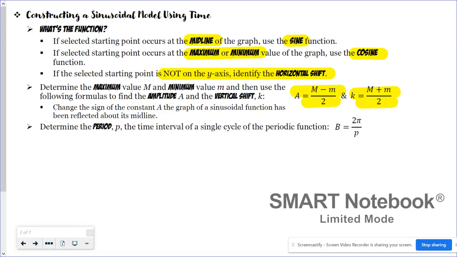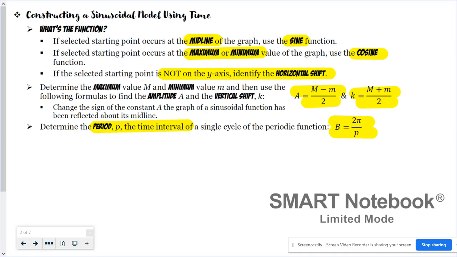And then remember the period, if we're talking about a word problem, it's going to be a time interval. Like how long does it take for one full cycle of the object? That's going to be the period. We are still going to then determine the b value for our function. B is equal to 2 pi divided by the period.